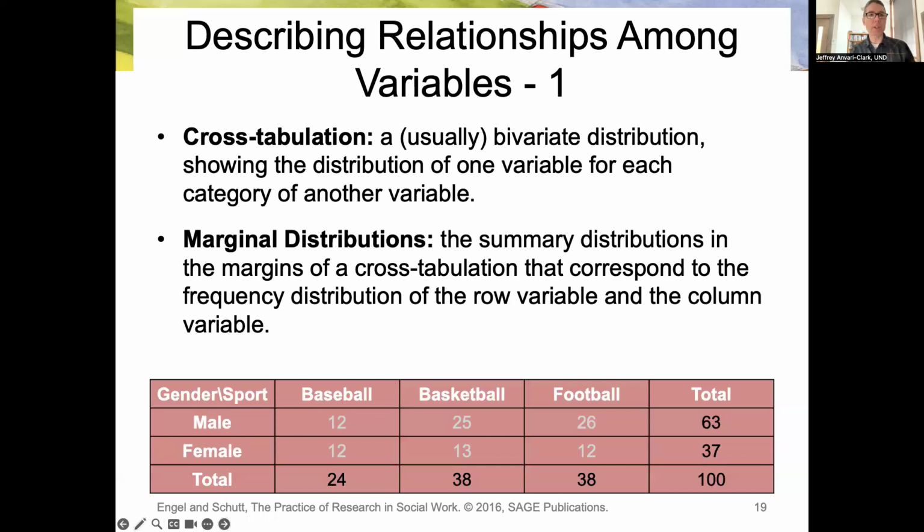So I mentioned here talking about the relationships among the different variables. We can use a cross tabulation. Usually it's just two variables, and that keeps it simple. But sometimes you can have more, like I showed you earlier in my mosaic plot.